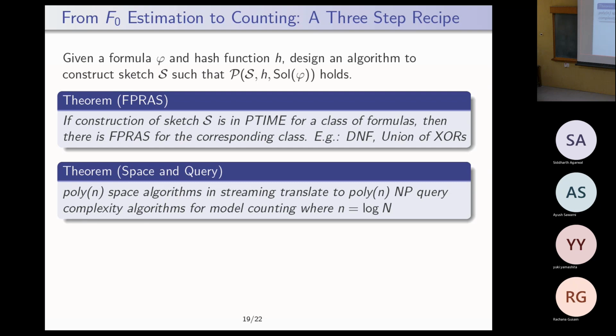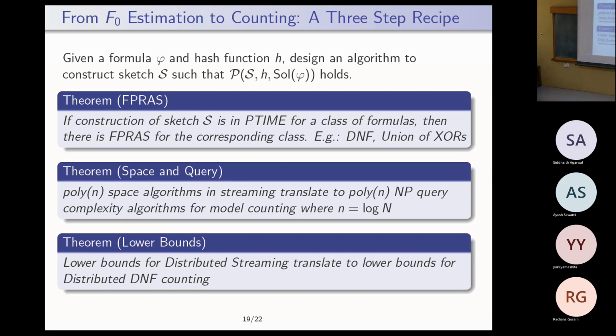And we actually have some theoretical connections between these NP query algorithms. So the guarantee is that polynomial in n space algorithms in streaming translate to polynomial in n NP query complexity algorithms for model counting, where n is equal to log of capital N. So capital N is the size of the universe. So this is independent of the actual algorithm that's being used. The previous two examples I showed you were for specific streaming algorithms, but there's also a very general connection. And lower bounds for distributed streaming translate to lower bounds for distributed DNF counting.